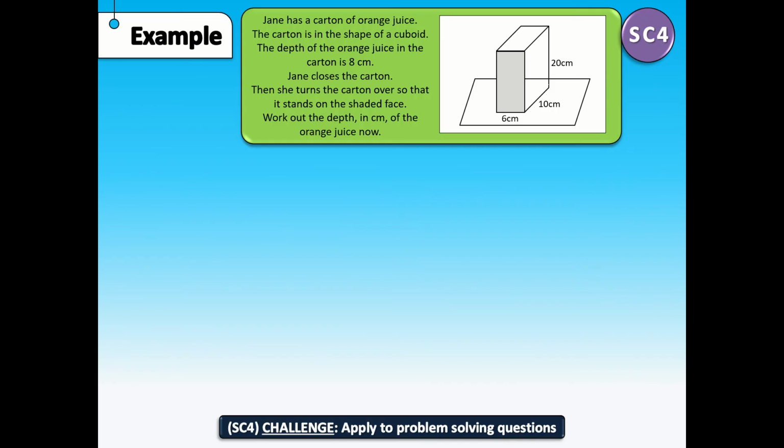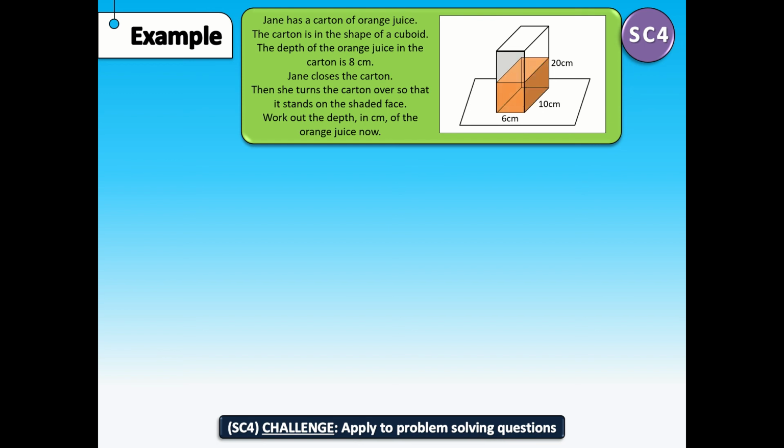So Jane has a carton of orange juice. The carton is in the shape of a cuboid. The depth of orange juice in the carton is 8 centimeters. Jane closes the carton and turns the carton over so that it now stands on the shaded face. Work out the depth in centimeters of the orange juice now.